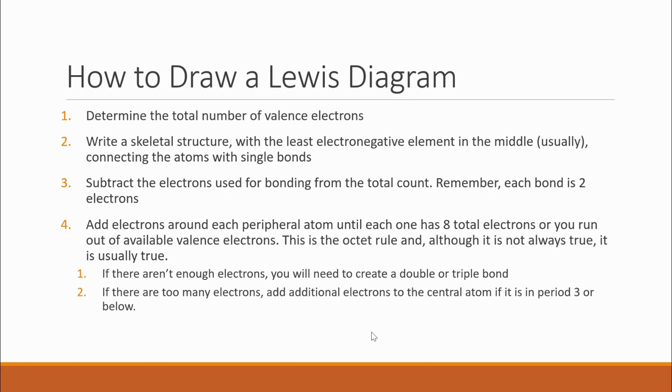Then add electrons around each peripheral atom until each one has 8 total electrons, or you run out of available valence electrons. This is called the octet rule, and although it's not always true, we saw hydrogen won't have 8, boron won't necessarily have 8, and there are atoms with expanded octets that we'll get to later. It's usually true, and it's a good rule of thumb to follow. If there aren't enough electrons, you need to create a double or a triple bond. And if there are too many electrons, add additional electrons to the central atom if it's in period 3 or below. And we'll talk more about that in a later video.